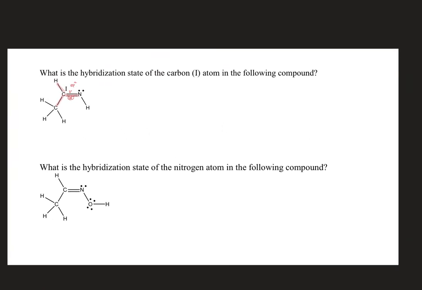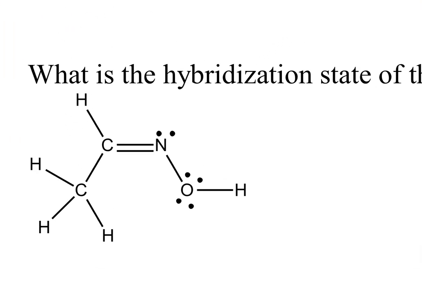What is the hybridization of the nitrogen in this compound? Well, again, it's got electrons coming off in 1, 2, and 3 directions. So it's sp2 hybridized. It has, to the left of it, 1 pi bond, and there's no others, so it's just sp2 hybridized.